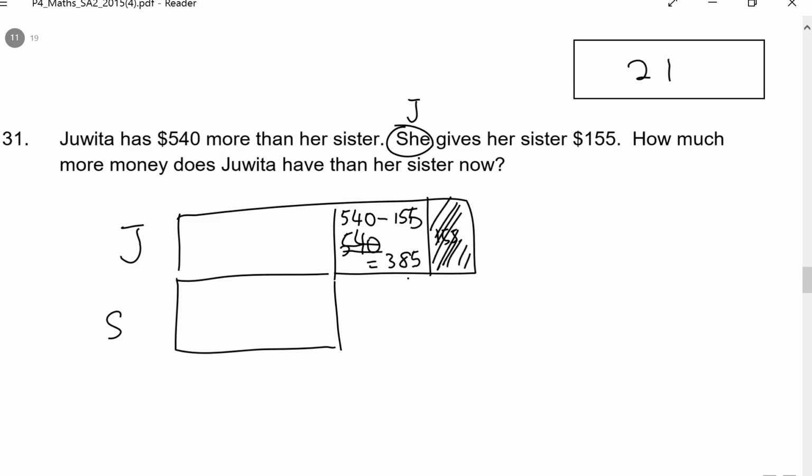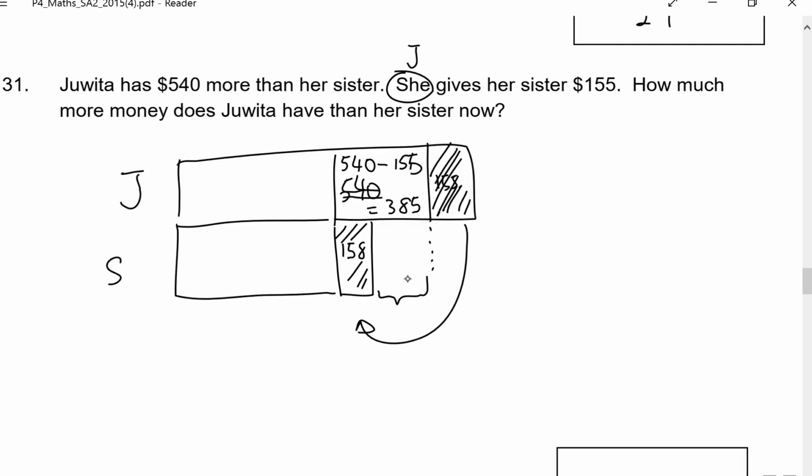Alright, now that she has 385 more, you might think that, oh, that's the answer. Juwita has 385 more than her sister. But it's not true, because this 155 is now going to go to the sister, which is here. So I'm going to add on the 155 to her. So if you notice, now their difference is only this small gap here. Initially we thought that Juwita has 385 more. But because the sister is now increased as well, the difference gets even smaller.